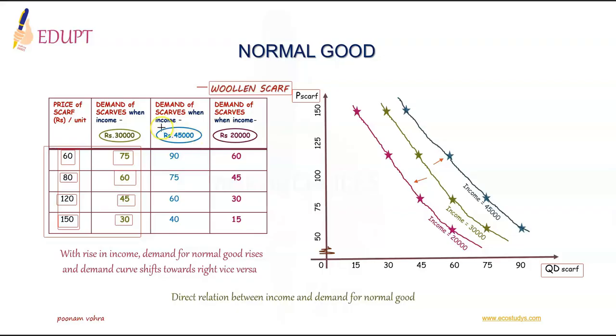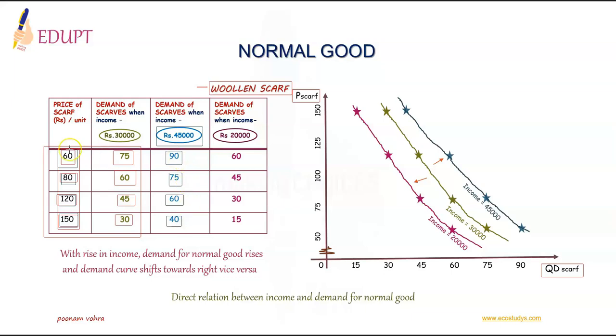Now, when income rises to 45,000, now let's see what happens to the demand. Price is 60 per unit, demand is 90 units. Price rises to 80 per unit, quantity demanded falls to 75 per unit. Price rises to 120, quantity demanded further falls to 60. Price further rises to 150, quantity demanded further falls to 40.